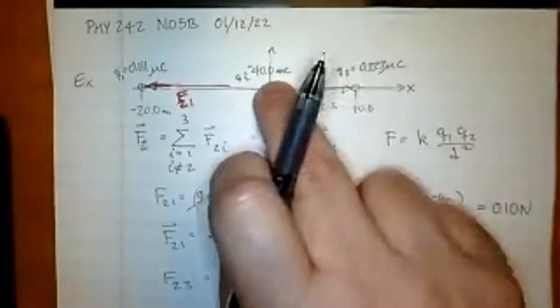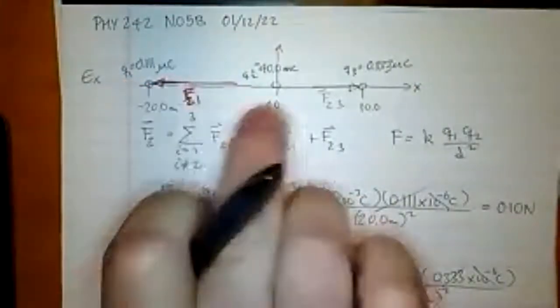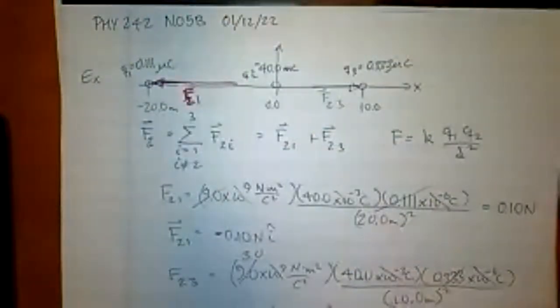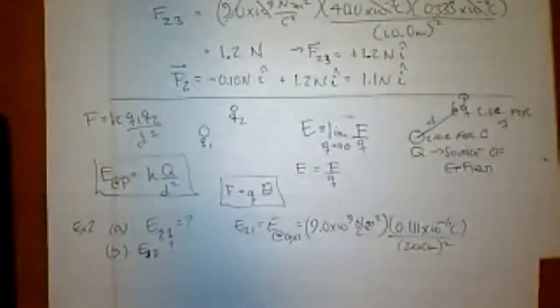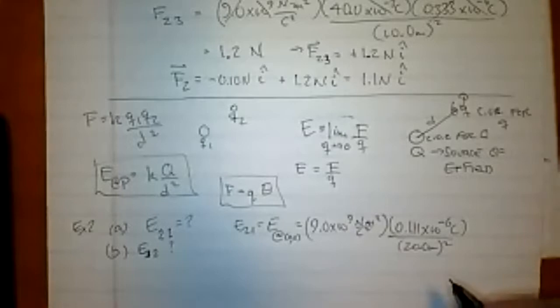Yeah, if you put a positive charge there, ignoring these two that are there and just paying attention to the source charge, that would be compelled to move to the right. So it points in the I hat direction. So once I calculate this magnitude, all I've got to do is multiply it by I hat and I have the vector.